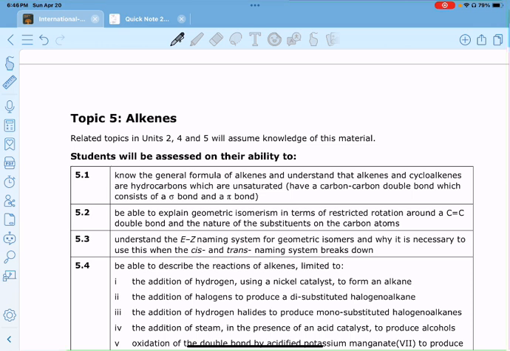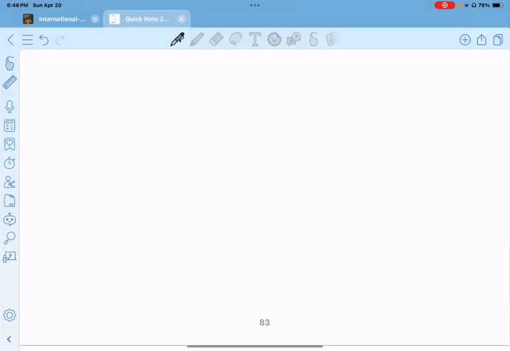So 5.1, note the general formula of alkenes and understand that alkenes and cycloalkenes are hydrocarbons which are unsaturated. What do you mean by this? What is an alkene? An alkene is basically an unsaturated hydrocarbon. Before, we saw that saturated meant carbon-carbon single bonds. Unsaturated means that there are carbon-carbon double bonds.